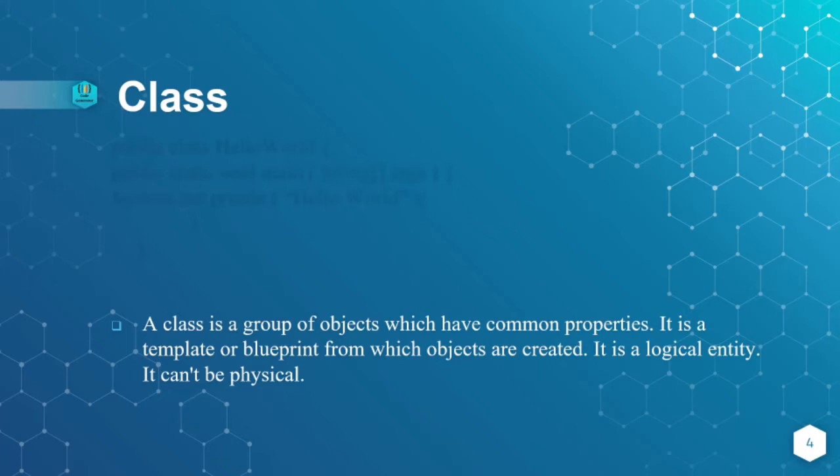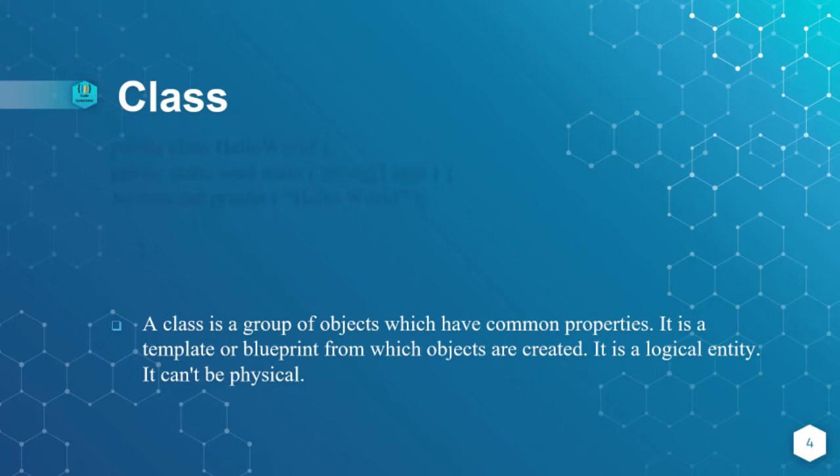An object has three characteristics: state, behavior, and identity. State represents the data or value of an object. Behavior represents the functionality of an object, such as deposit, withdraw, multiplication, factorization, and many more. Identity: an object is typically implemented via a unique ID. The value of the ID is not visible to the external user. However, it is used internally by the JVM to identify each object uniquely.